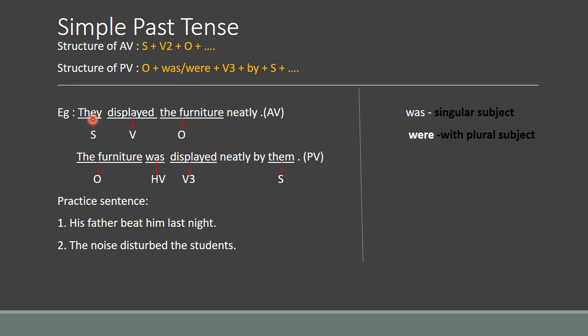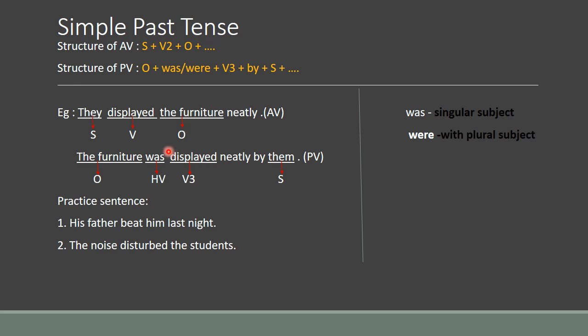Example: They displayed the furniture neatly. This is active voice. Let's see how it should be changed to passive form. Furniture is the object we have found. The furniture should be brought to the front. Furniture is a singular subject, so I have added was. The furniture was displayed. Displayed is in V2 form. The V3 form of displayed is again displayed, so I have added displayed.